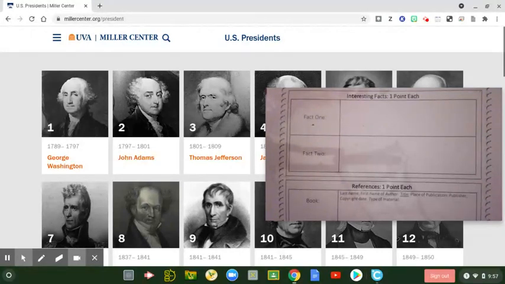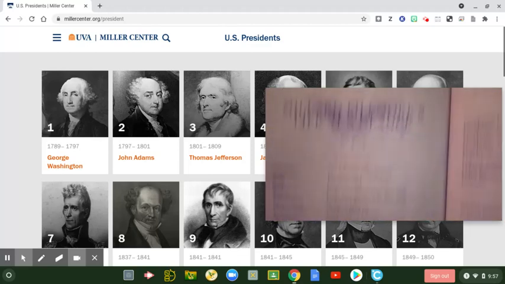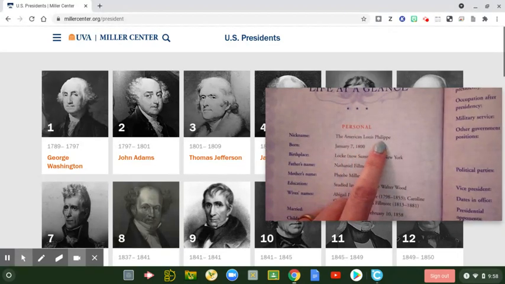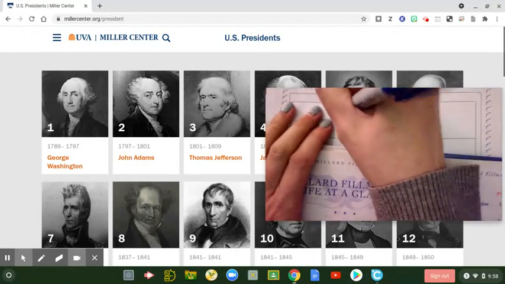I'm going to put down his nickname for one of mine, and then I'm trying to find one other thing. All right, so let's put down his nickname, and that's in the blue book. There it is. Okay. Here's his nickname, the American Louis Philippe. So I'm going to put down Millard Fillmore.